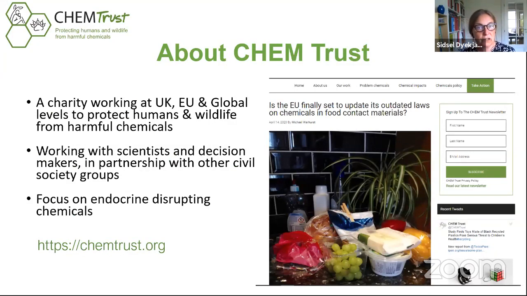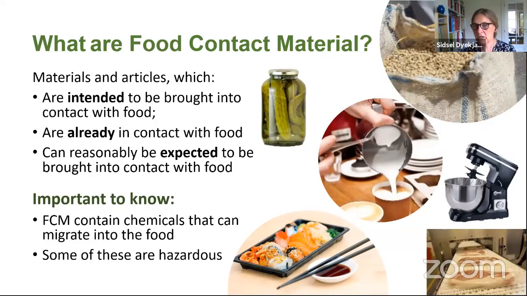To move on to today's issue, what is a food contact material? Esra, you said a little bit about it already just now. It is a material which is intended to be brought into contact with food or already in contact with food, or something that can reasonably be expected to be brought into contact with food. This is the legal definition. What is important to know about FCMs is that they all contain chemicals. These chemicals can migrate into our food, and some of these chemicals are hazardous to our health or to the environment.